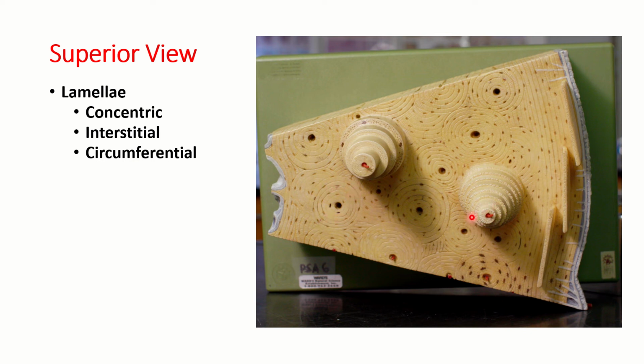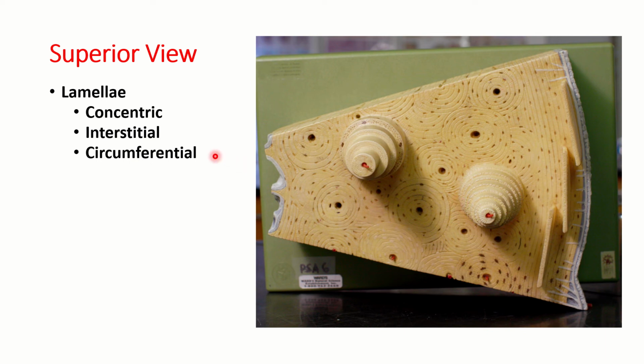And these are also concentric lamellae. These are all concentric lamellae. Each one is a concentric lamella. Interstitial is in between. It's an area that represents old concentric lamellae.